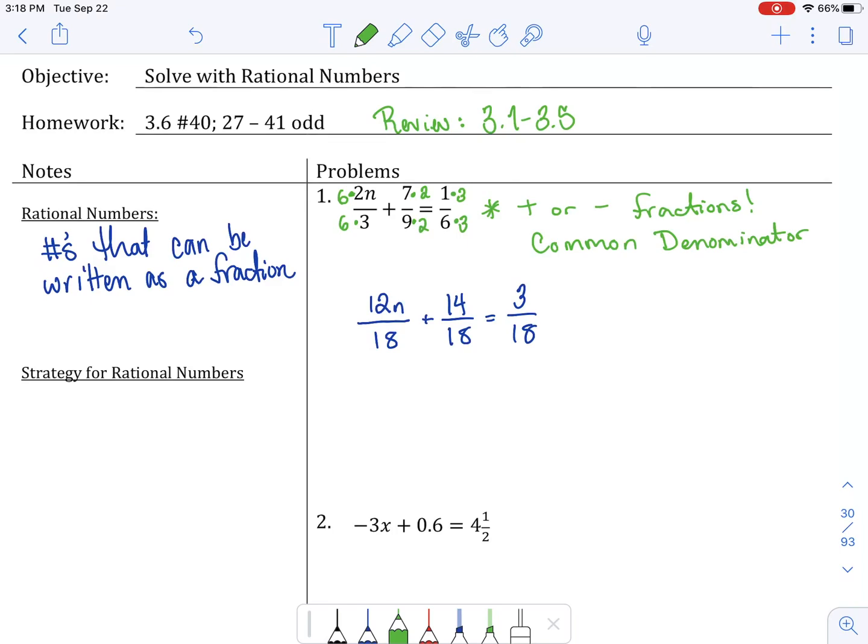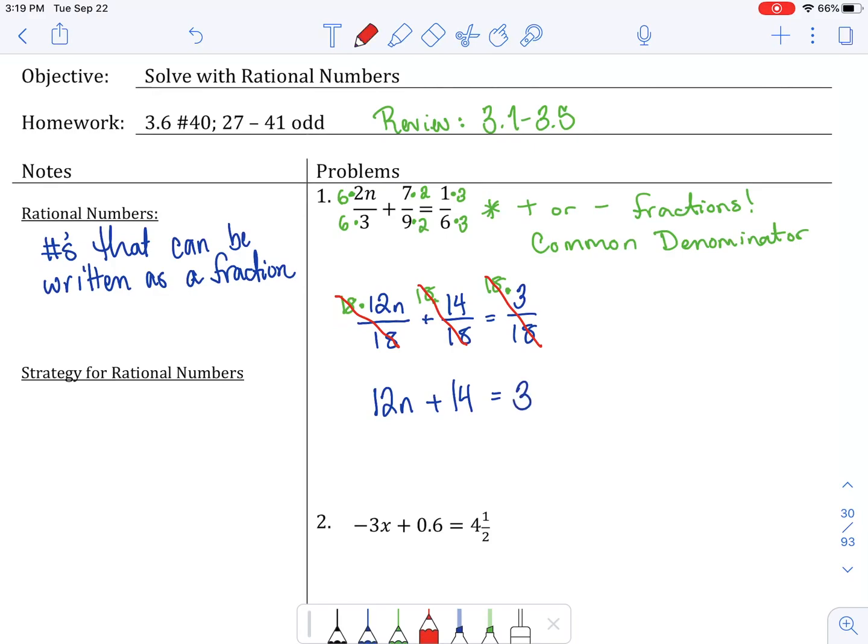I'm going to multiply everything by 18. Now remember, as long as you do the same multiplication to all the terms, it's just fine. You're not breaking any rules. And the nice thing is that since it's an equation, if I multiply on both sides, I then get to simplify. 18 over 18, 18 over 18, 18 over 18, and my common denominator has simplified the entire equation to 12n plus 14 equals 3.